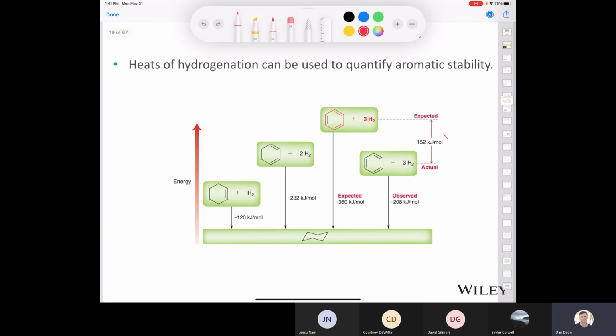What does that tell you? You have all this gained stability that you wouldn't think of intuitively. So again, what does that tell us? That when we hydrogenate benzene, since less energy is released, it's more stable than we would anticipate, right? There's an inherent stability in benzene that we could not anticipate. And so where does that stability come from?